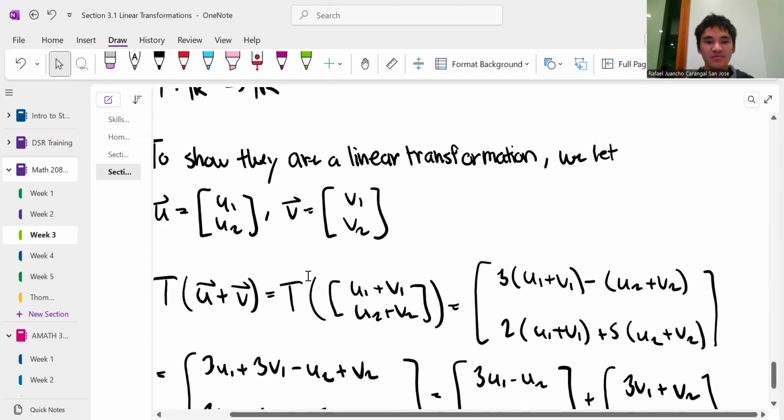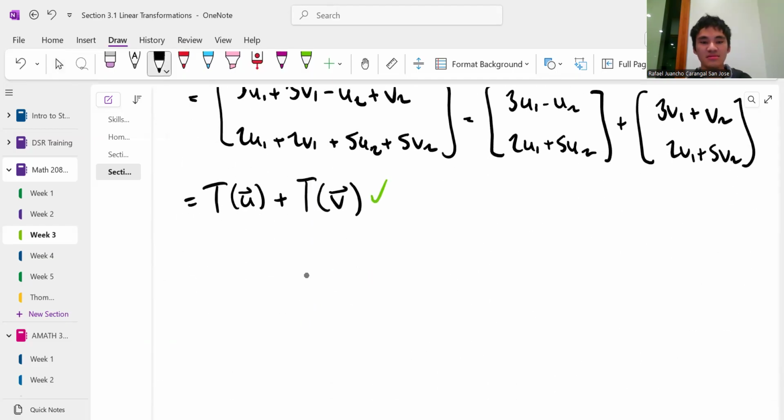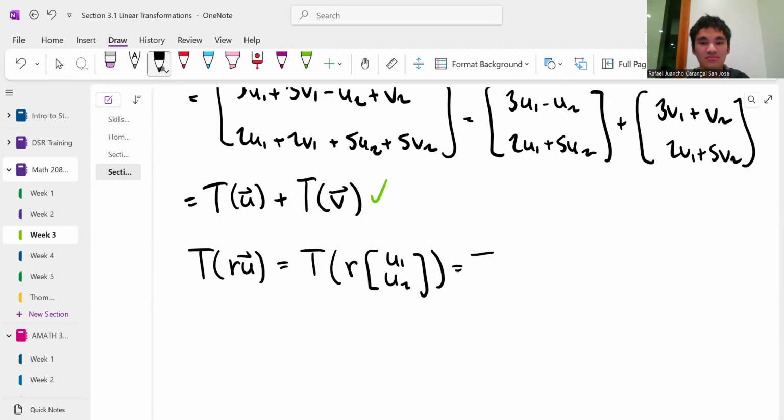Okay, let's try B, the other case. So we want to say that when we scale the vector and transform it, it should be the same as scaling the transformed vector. So how do we do it? Well, we do this. u sub 1, u sub 2. Here we get r u sub 1, r u sub 2. And then we plug it into the function.